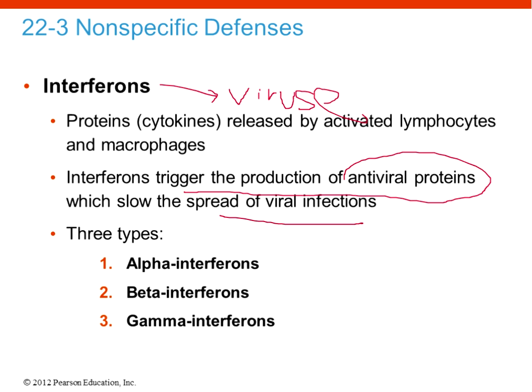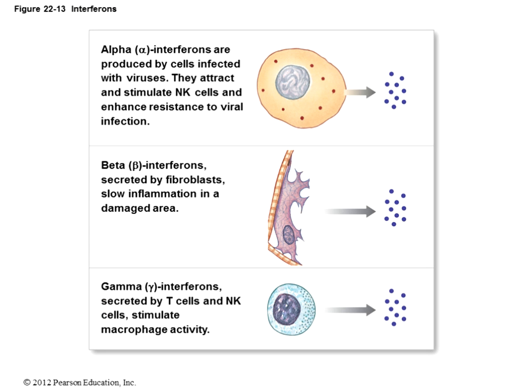And I'm going to try to write this. I'm not very good at this pen. Sorry about that, but that's the other thing to do, right? They're going to help with viruses. There's different types, alpha, beta, and gamma interferons. Alpha interferons, and this gives a nice description.